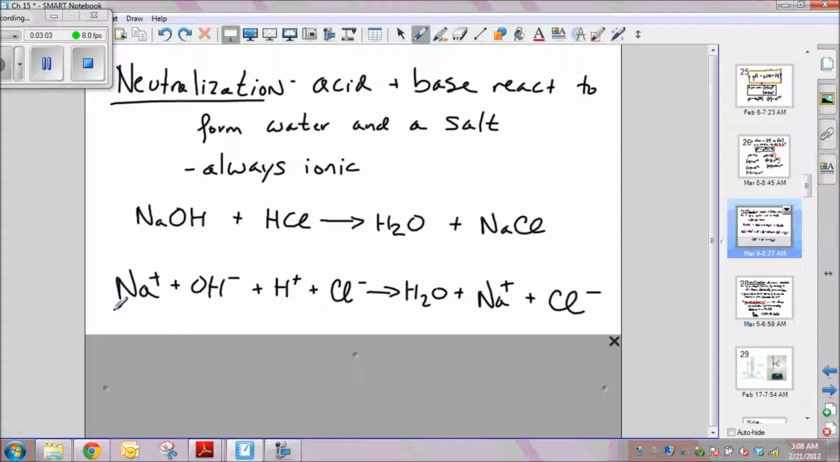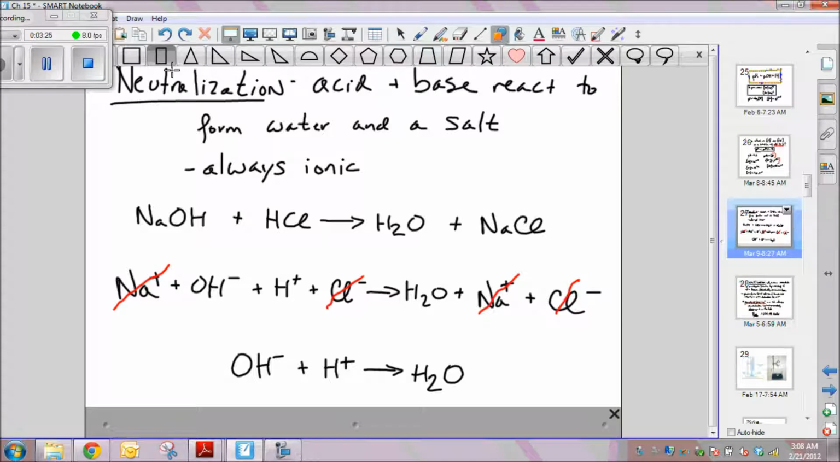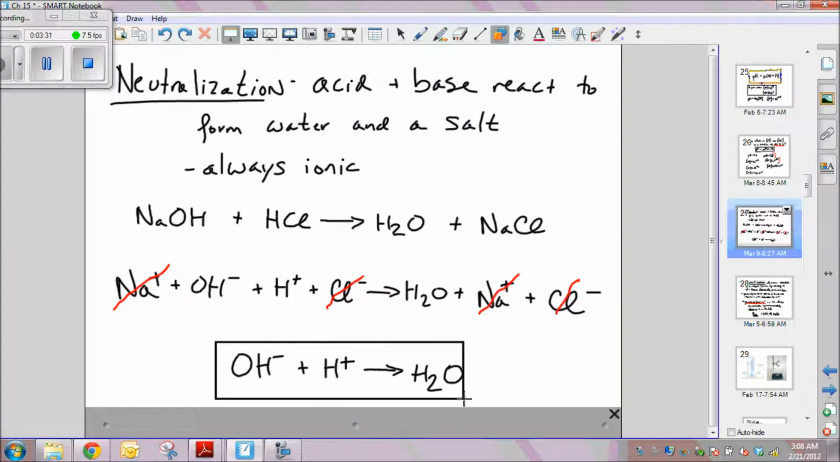We can, remember, cross out our spectator ions, things that show up on both sides of the reaction. Sodium is one, chloride is the other, and the net ionic equation then for the neutralization of any acid-base reaction is always the same. H plus and OH minus yields H2O. What's important from this, remember, is that the stoichiometric coefficient of H plus and OH minus are always the same. It's always 1 to 1. So moles of H plus equals moles of OH minus to get a full neutralization.